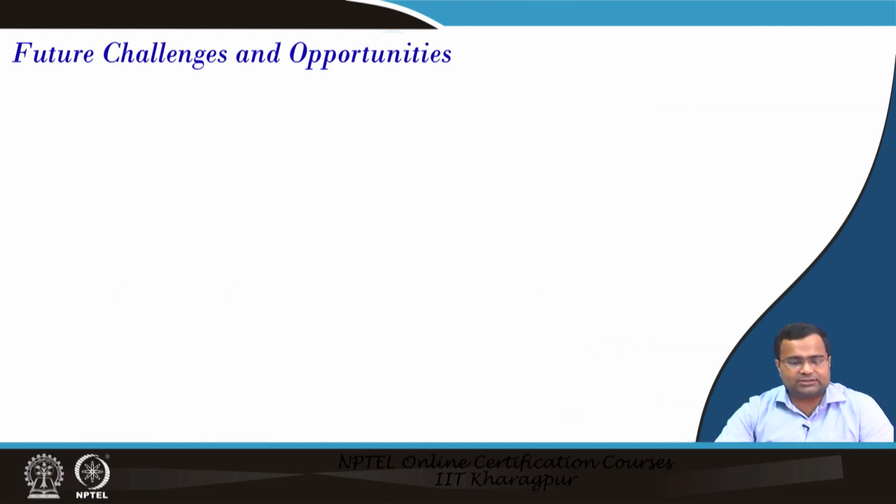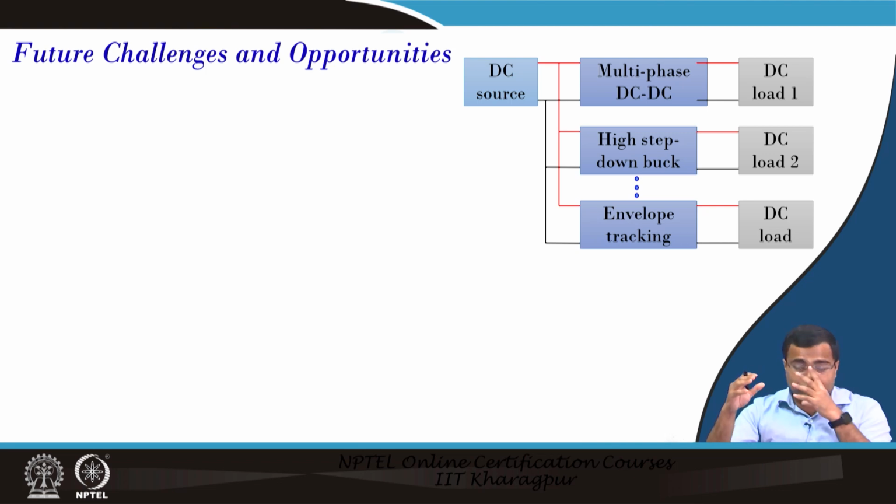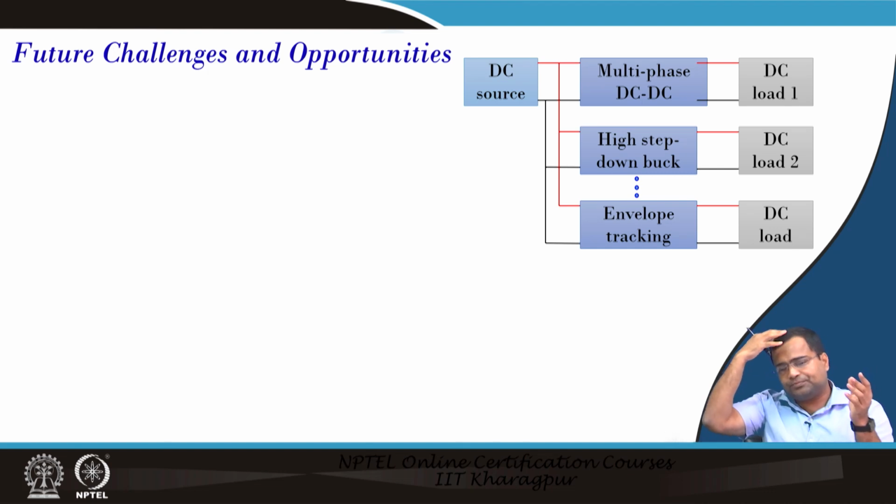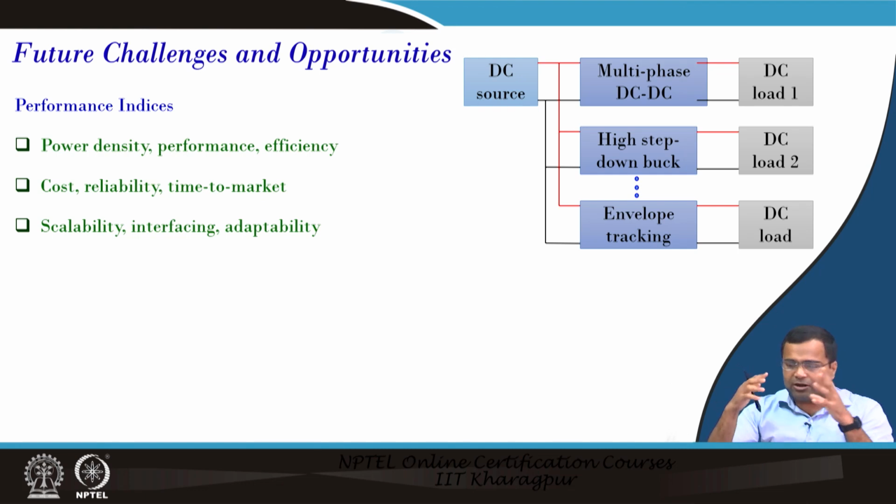The future research challenges: if you talk about data center applications, mobile phones, even automotive, they have multiple DC-DC converters, multi-phase, single stage, and envelope tracking for ADAS in automotive, and for data center applications there can also be 5G communication. So with multiple converter communication, the performance indices will be power density, efficiency, performance, cost, reliability, time to market, scalability, interface and adaptability.